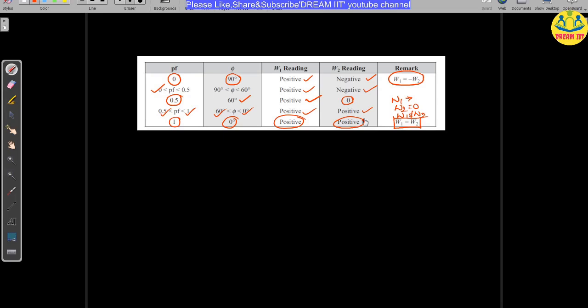Sometimes they may ask in the problem, so that's why I have given this tabular column, so you can check very clearly. Okay, so I will erase everything because you will have the clear idea. See, this tabular column is very important for us.